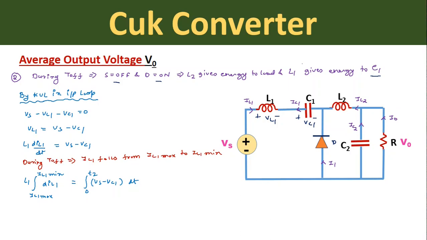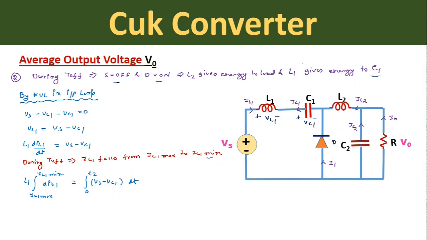Again we know that VL1 is equal to L1 dIL1 by dt. So during the off period of the switch, what happens? The inductor L1 is releasing its energy. Therefore, the inductor 1 current will decrease from IL maximum to IL minimum. So, our limit will change here for dIL1, that is from IL1 maximum to IL1 minimum.